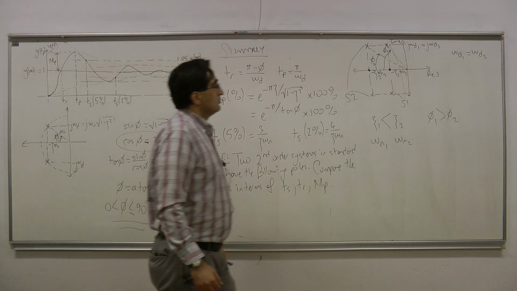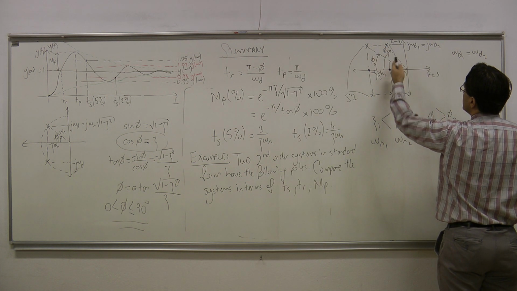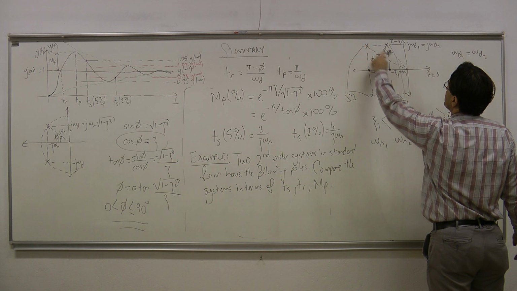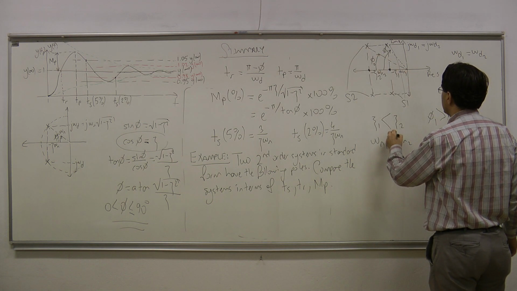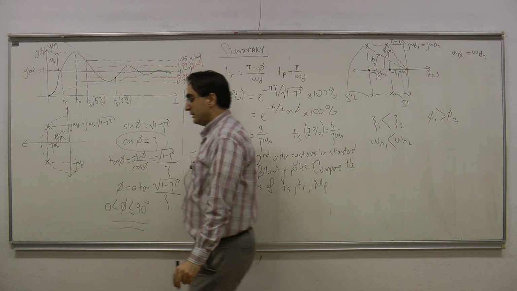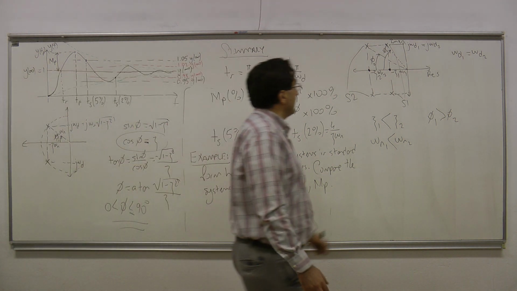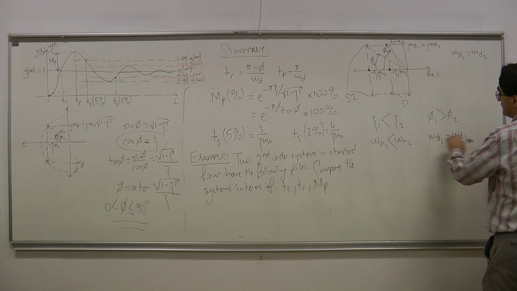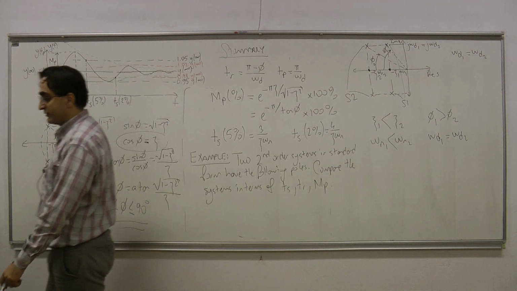Therefore, which pole here has a larger distance to the origin? I see that the poles of the second system are further away from the origin, which means that I need to have a relationship given like this. So we have calculated omega, we have compared omega n's, and omega d1 is equal to omega d2. These are the damped natural frequencies. They are equal for these two systems.